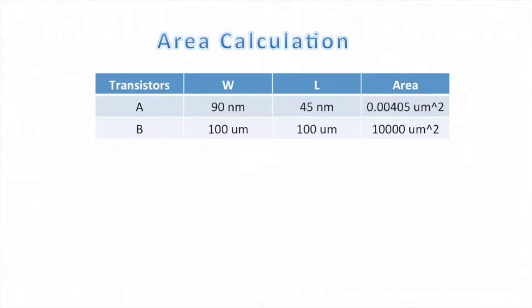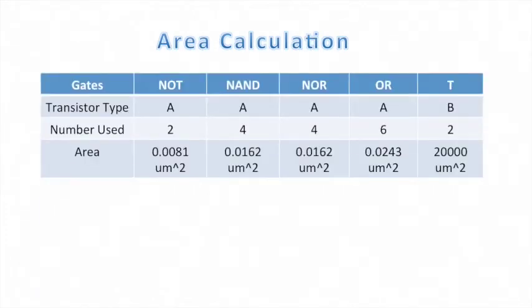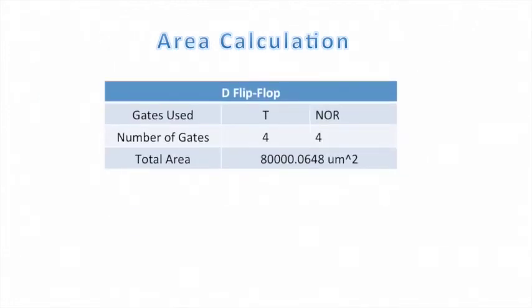So we had two kinds of transistors coming out. We had ones that were sized at 45 nanometers and ones that were sized at 100 micrometers. So we also had to build a couple of logic gates from scratch using transistors. As a result, we had to use both kinds of transistors for the NOT, NAND, NOR, OR, and the T gate separately. And as you can see, these are the area values that we have calculated. Moving to a higher level of hierarchy, we also had the D flip-flop, which used 4 transmission gates and 4 NOR gates. And it occupied quite a bit of area, more than we were expecting.